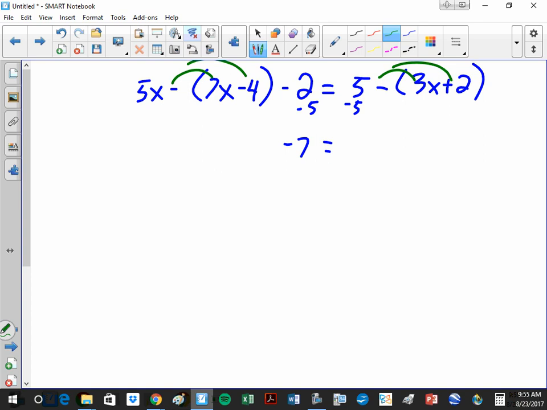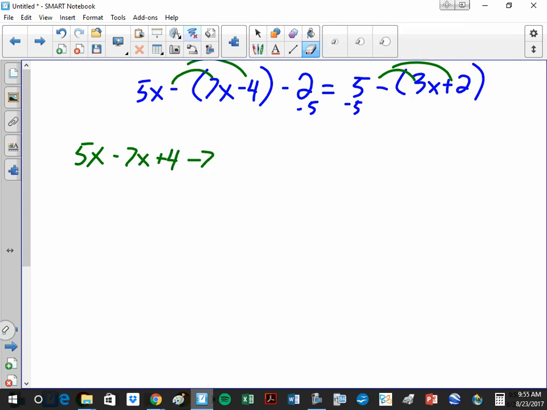So, 5x. How do you distribute a negative? You just change the sign, or multiply by negative 1. So minus 7x plus 4 minus 7, let's get rid of that, equals negative 3x minus 2. Now what should I do?